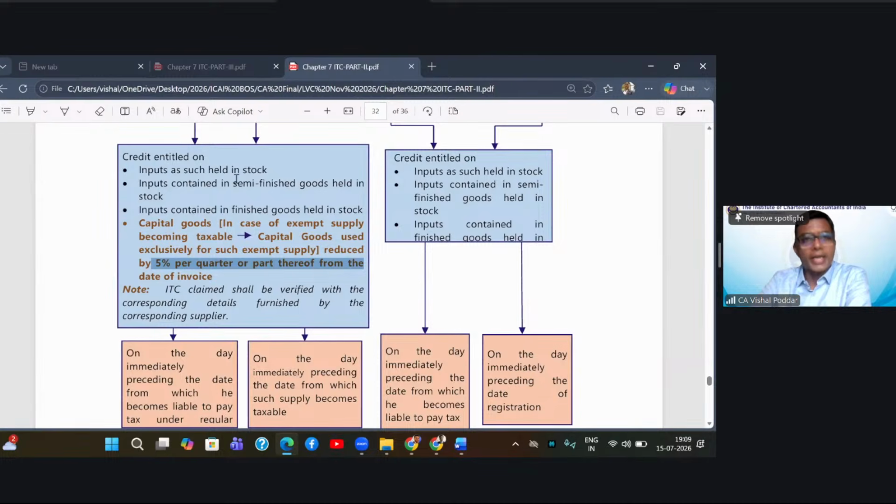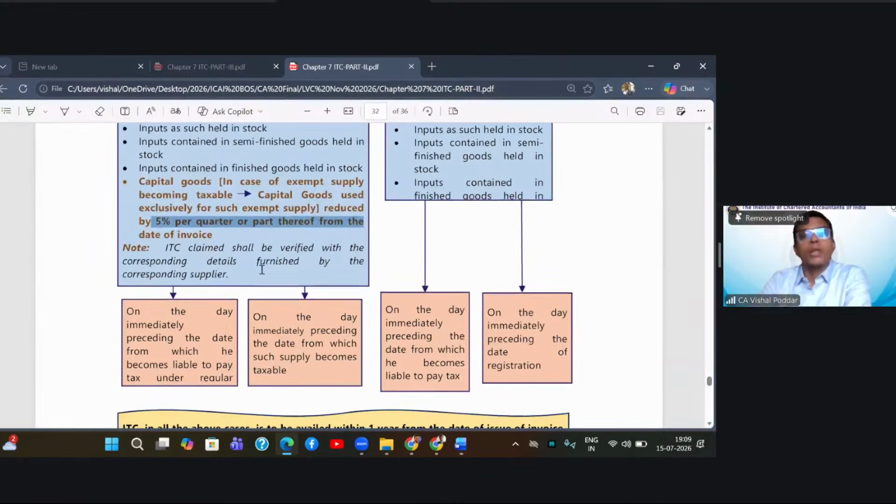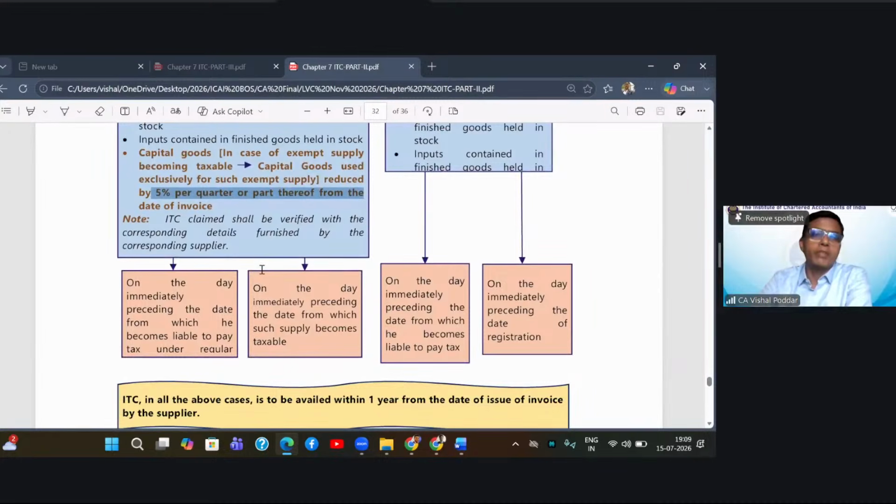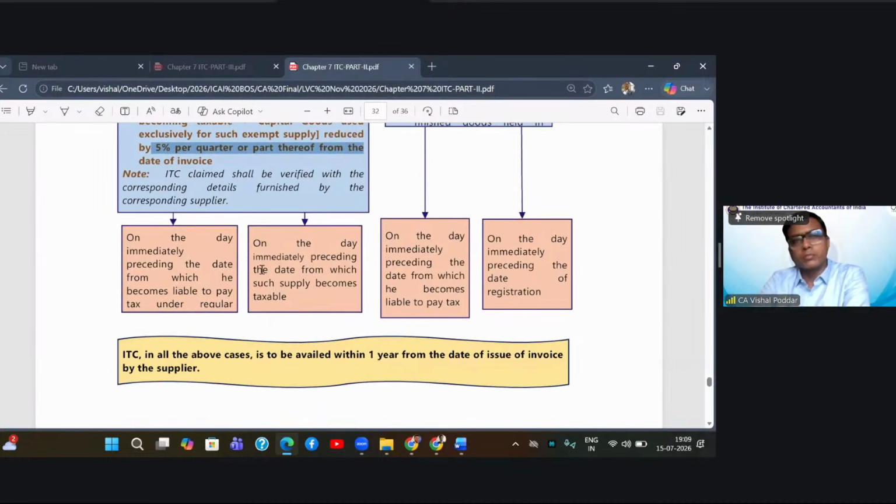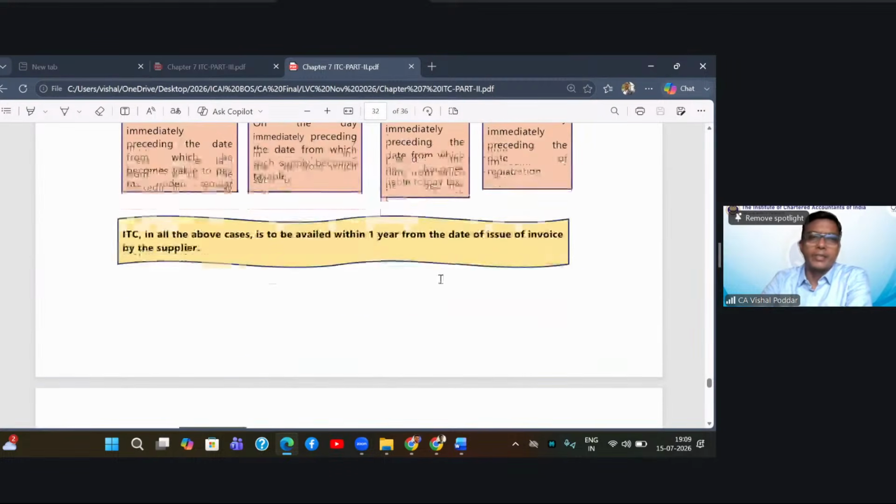So for inputs, I can take full ITC on the inputs. For capital goods, I can take ITC after reducing 5% per quarter, right? Now, I have to check this stock on the day when I'm switching. So whatever is my closing stock of yesterday evening or my opening stock of today, both mean one and the same, that is eligible for this ITC.